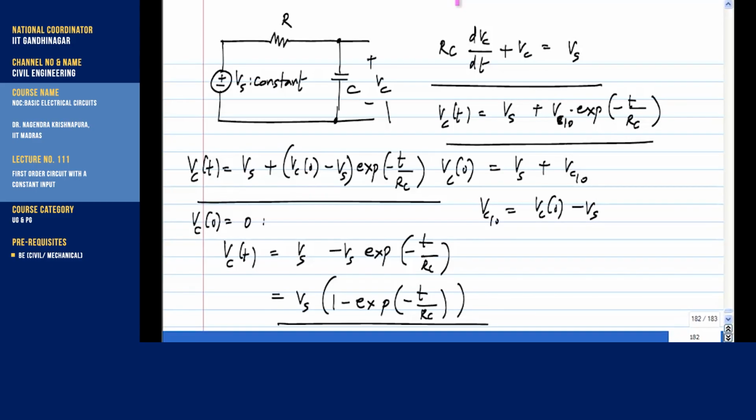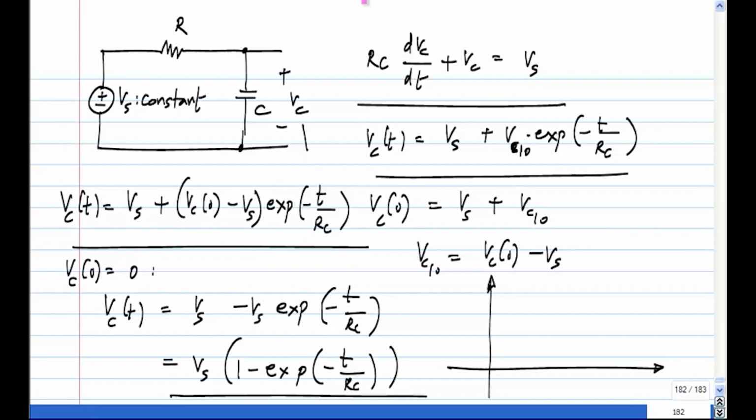Now, does this solution make sense? If the capacitor were initially discharged, what is the current through the capacitor? If the capacitor voltage is initially 0, what is the current through the capacitor? Vs by R, because all of this voltage Vs drops across the resistor. So this current has to be equal to Vs by R. And it's that current that charges the capacitor, right? That is the current that is providing charge to the capacitor so that its voltage builds up. Okay. So what's the rate of increase of the capacitor voltage?